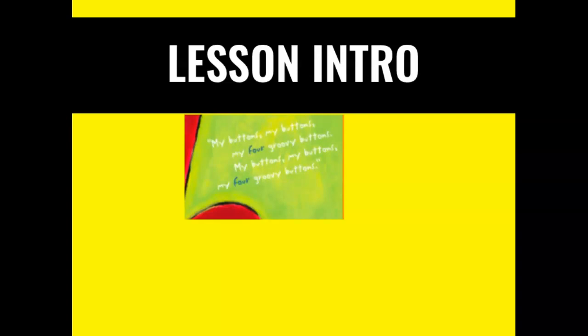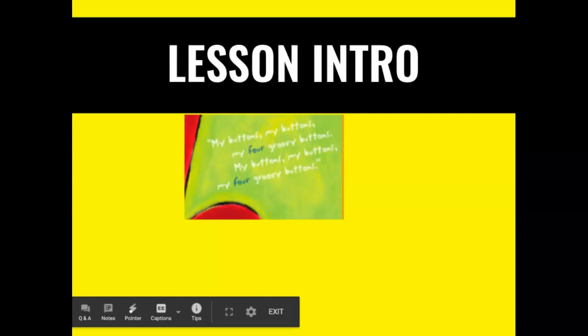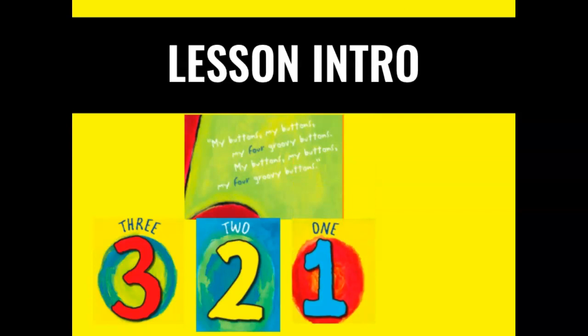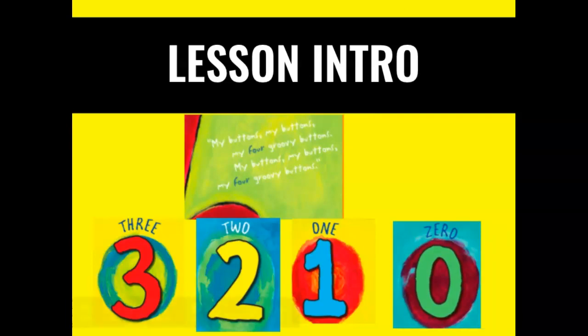The song was the pattern in this book. Like my buttons, my four groovy buttons. My buttons, my three groovy buttons. And then my two groovy buttons. And then one button. But what about the end after 0? Do you remember? After Pete loses all of his buttons, he still has his belly button. That was a surprise, wasn't it? The pattern broke. It was different.